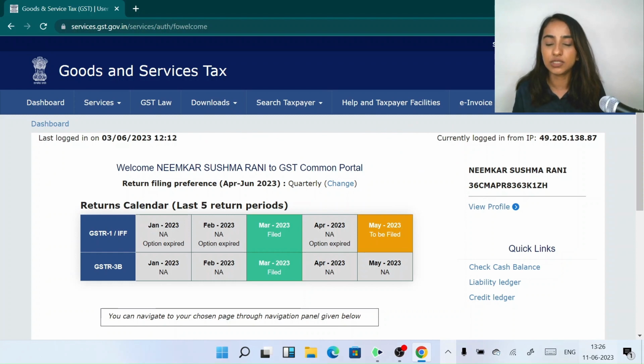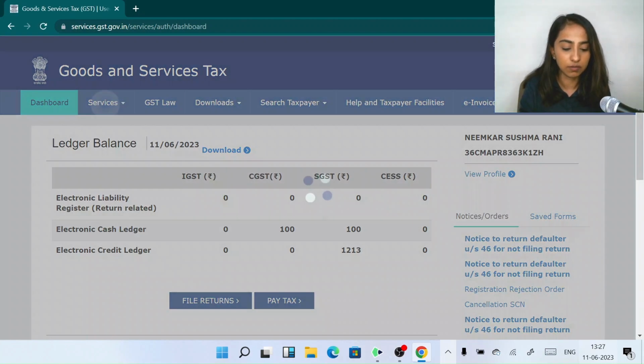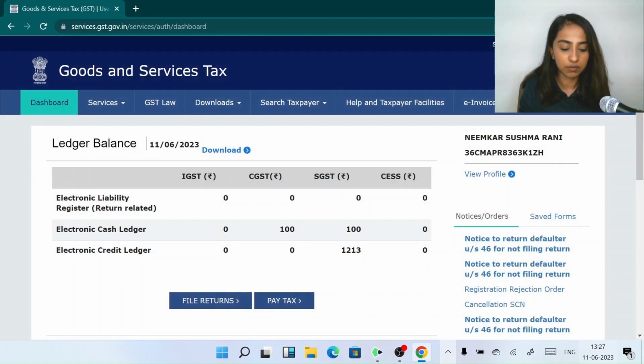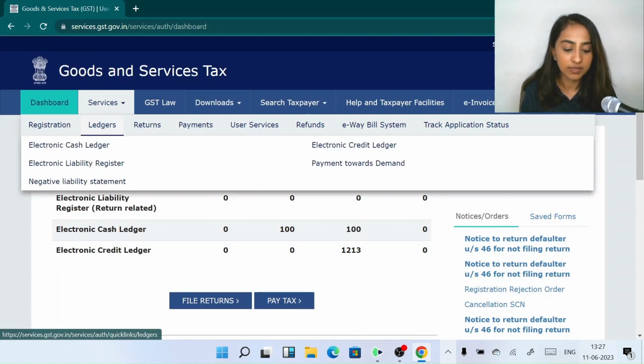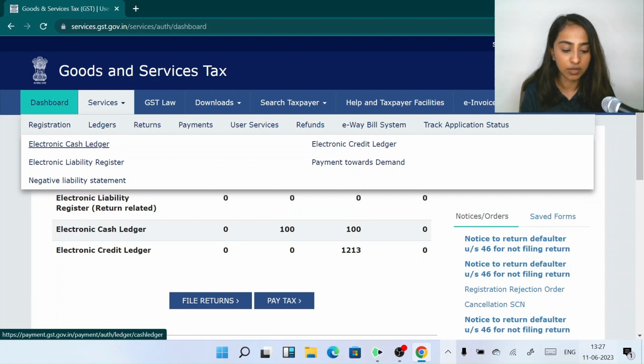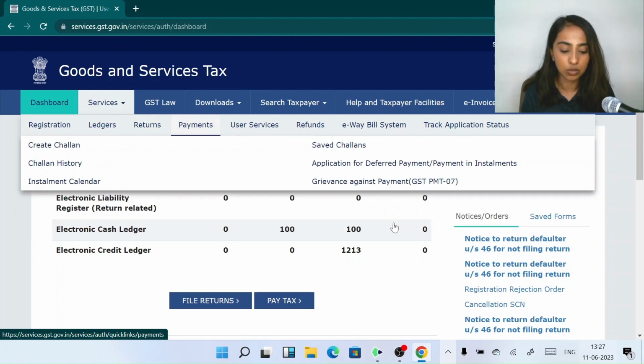Correct. So this is your GST network. This is your Goods and Services Tax website. So see here, what can we do here? What all can we do? We can take registration under GST. Can we see the ledgers here? Whatever ledgers you can maintain. Then these are your returns, every type of return that you're supposed to file, and this is your payment. Whatever you're supposed to pay to the government, you'll pay here.